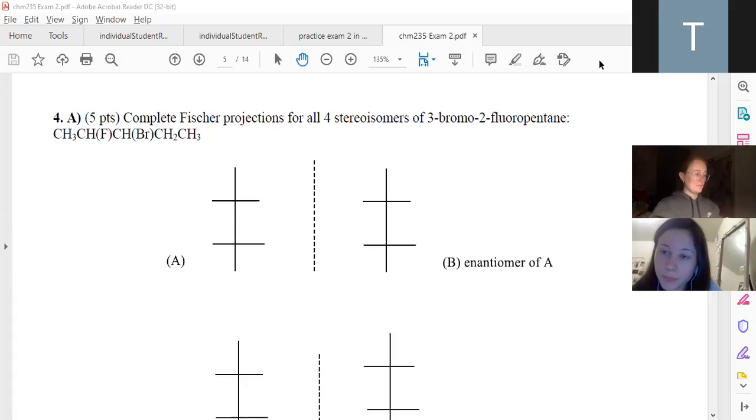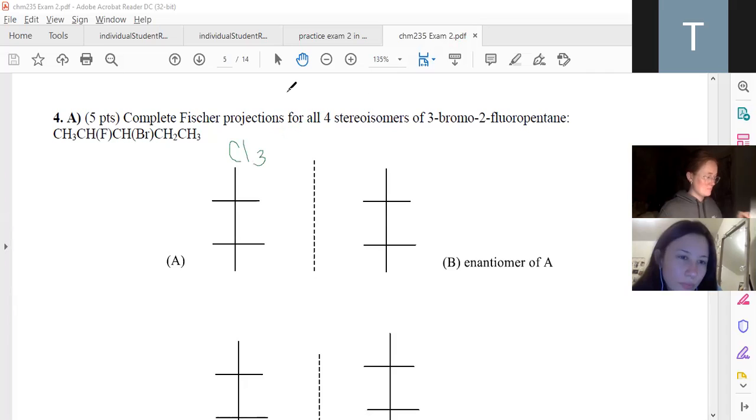Okay, so like we were saying, you just want to draw your compound, right? And it doesn't matter how you draw it, just as long as you're consistent, right? Which has been my main thing that I always say in this part of the class.